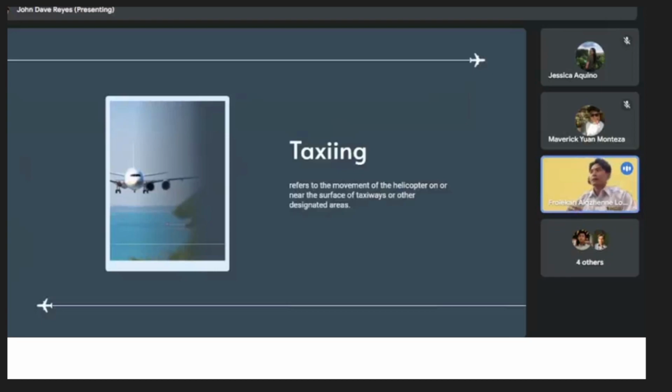Next is taxiing. Taxiing refers to the movement of the helicopter on or near the surface of taxiways or other designated areas.